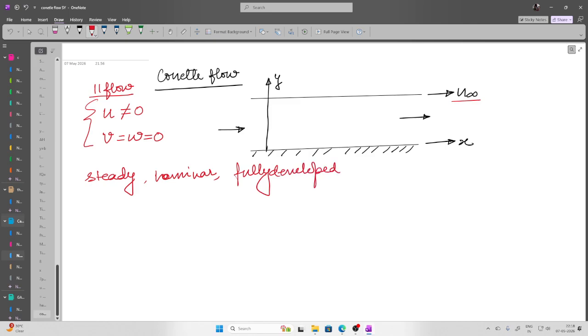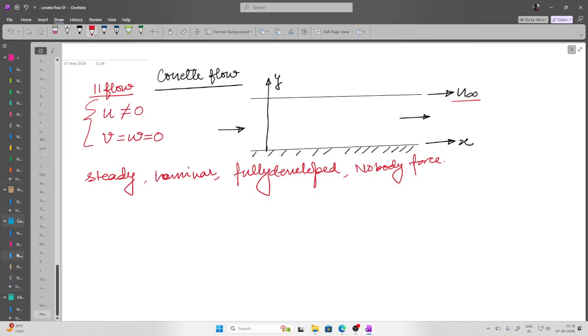What is fully developed flow? Fully developed means that everywhere the influence of viscosity is there. That means the order of Reynolds number, or in other words, the order of viscous forces and inertia forces is the same everywhere in the flow. So everywhere in the flow, the influence of viscosity is there. So it is steady, laminar, fully developed, and no body force, let's say.